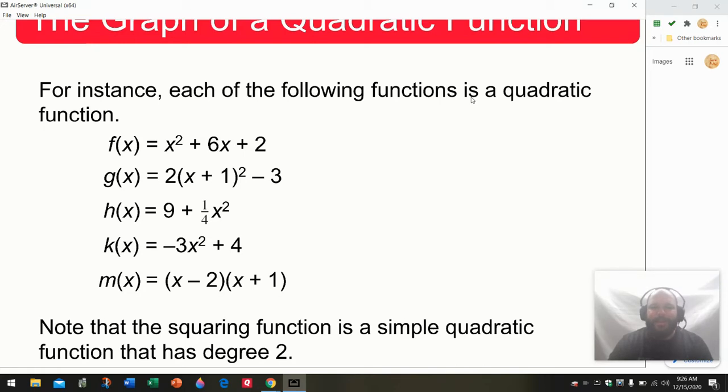The next one is not really in standard form. It's just kind of mixed up a little bit. The k of x is in standard form, and then this would be what we call factored form. If you did FOIL these out like this, you would get something that looks more along the lines of what you see up here.